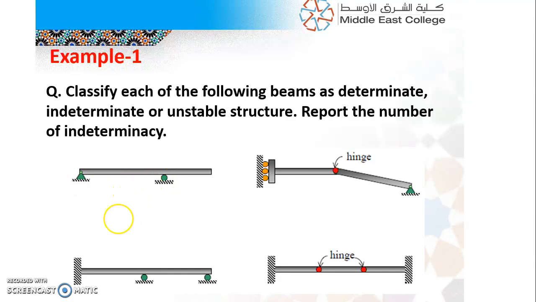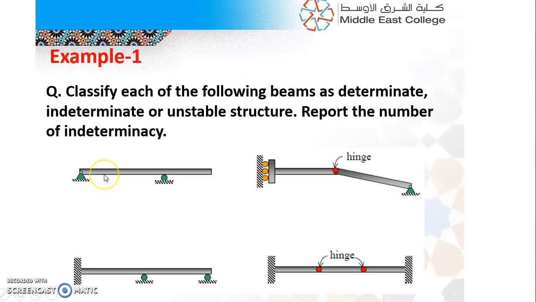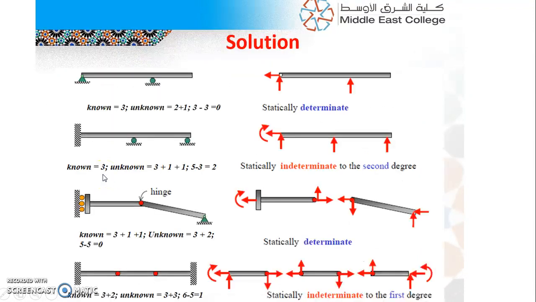I hope now it is clear. There are 3 different types of supports: for fixed support there are 3 reactions, for hinged support there are 2 reactions, and roller support has 1 reaction. Now we need to calculate whether these structures are determinate or indeterminate. We have the formula R is equal to N. R is the number of unknown reactions, and N is the number of known equations.